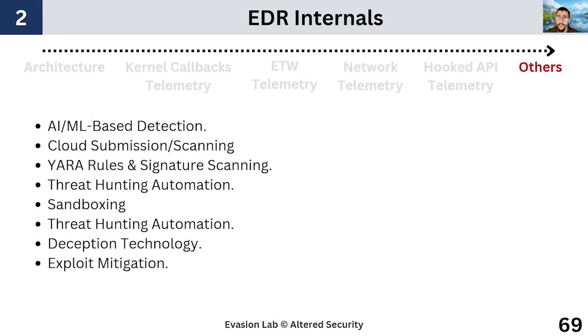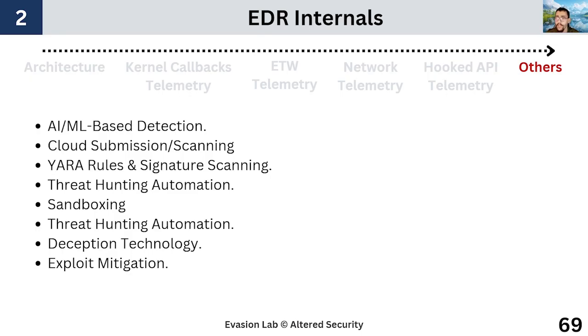Now, EDR uses several key mechanisms to detect and respond to threats effectively. AI and machine learning based detection helps identify anomalies and suspicious behavior by analyzing patterns and historical data. Cloud submission and scanning allows files to be uploaded to a cloud-based threat intelligence system for deep analysis. YARA rules and signature scanning enable detection of known malware based on specific patterns in files or memory.